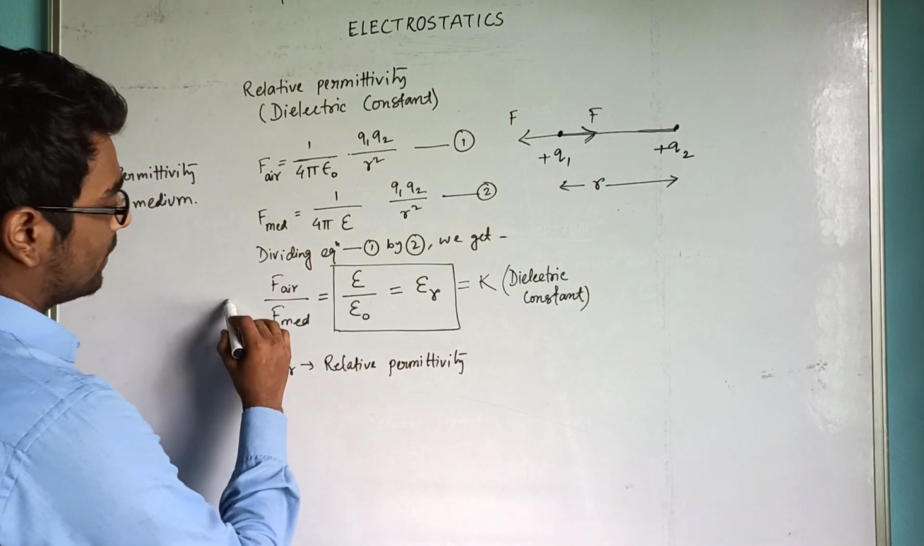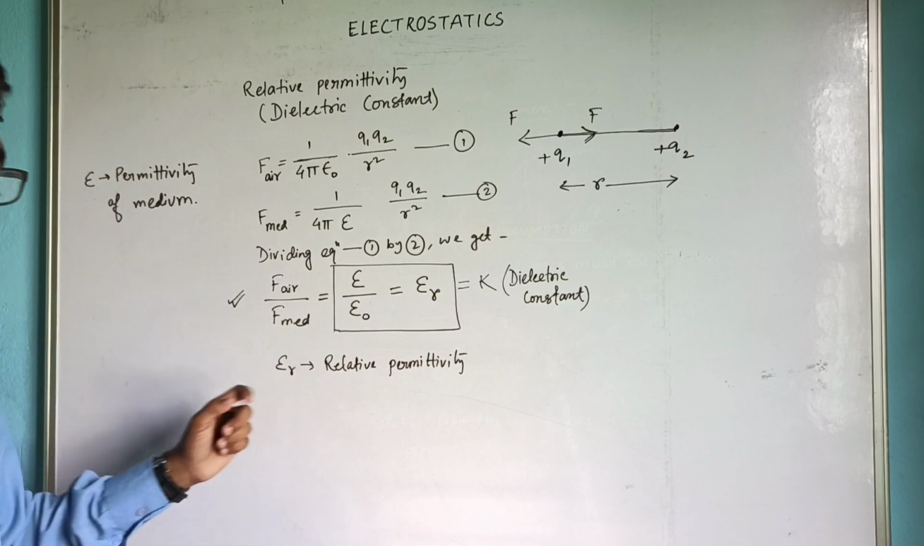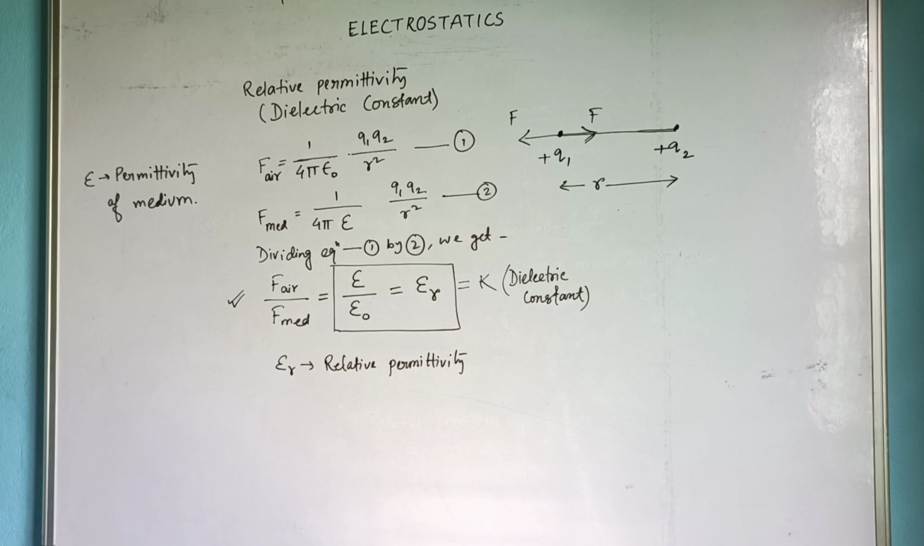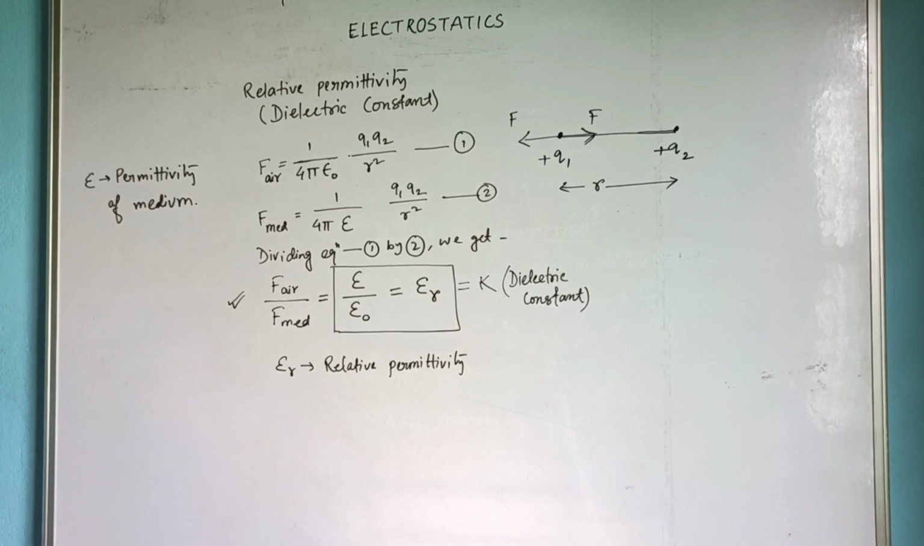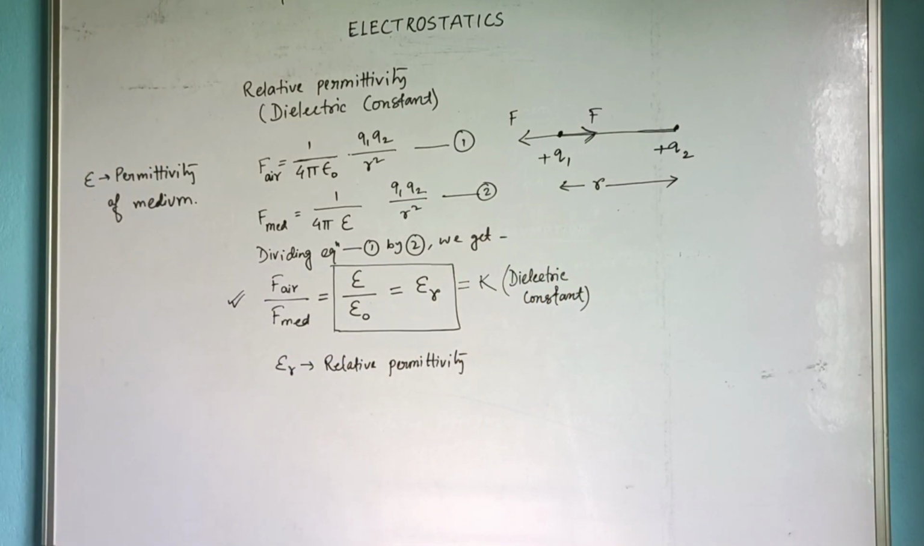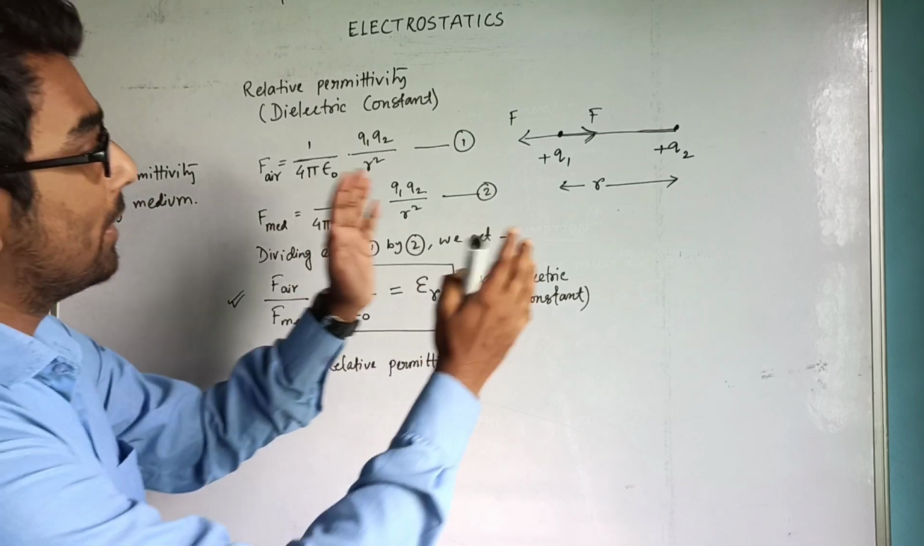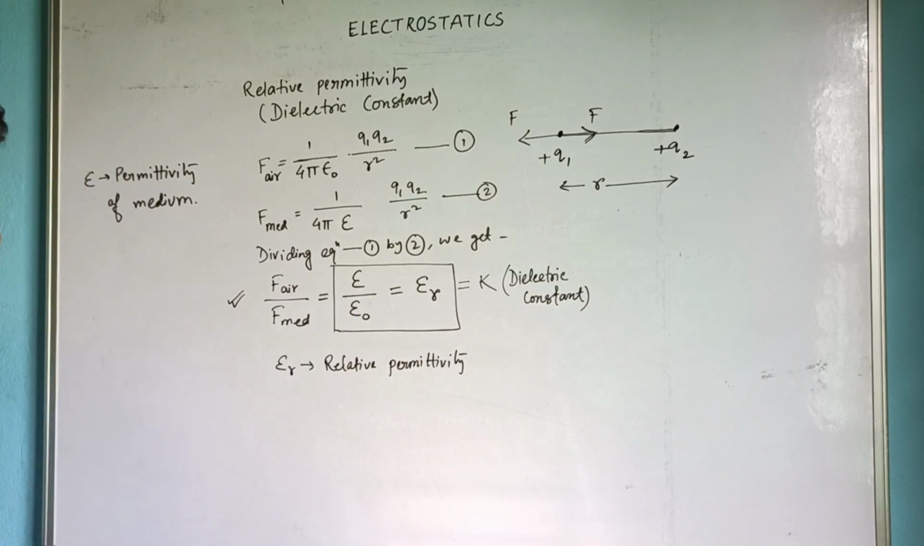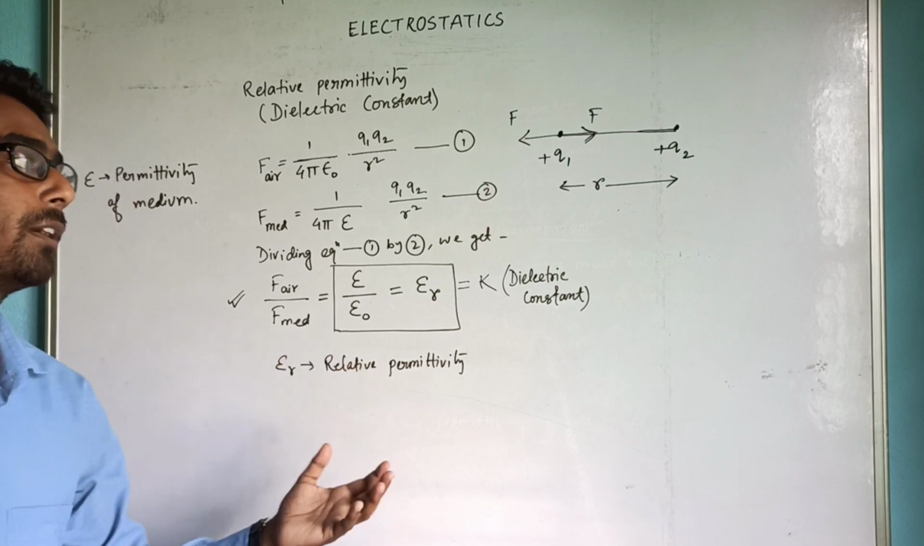So here we get another formula for relative permittivity: F air by F medium is also the relative permittivity. So the relative permittivity can be defined as the ratio of the force between two charges placed at a certain distance apart in air to the force between the same two charges placed in another medium. That is the simple idea about the force in a medium or in vacuum.